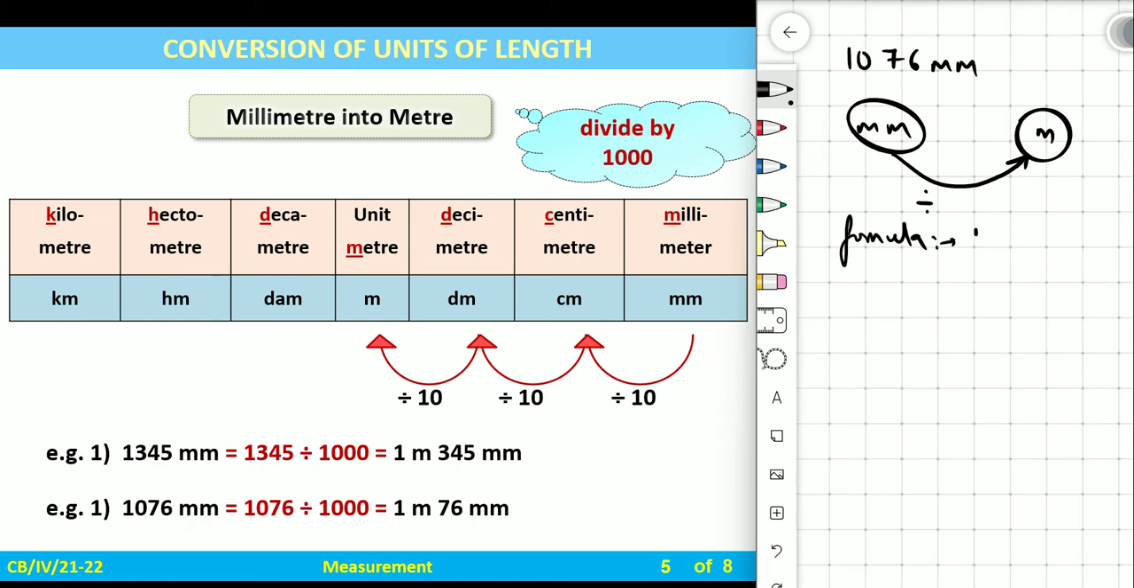1000 millimeter is equal to 1 meter. I will give you a trick at the end on how to remember the formulas. So we must divide 1076 by 1000, so it will get converted into meter. These are 3 zeros. Leave these 3 numbers and you get 1 meter, and the remaining 076 we can directly write as 76 millimeter. This is our answer. Is it correct? Yes sir, it is correct.